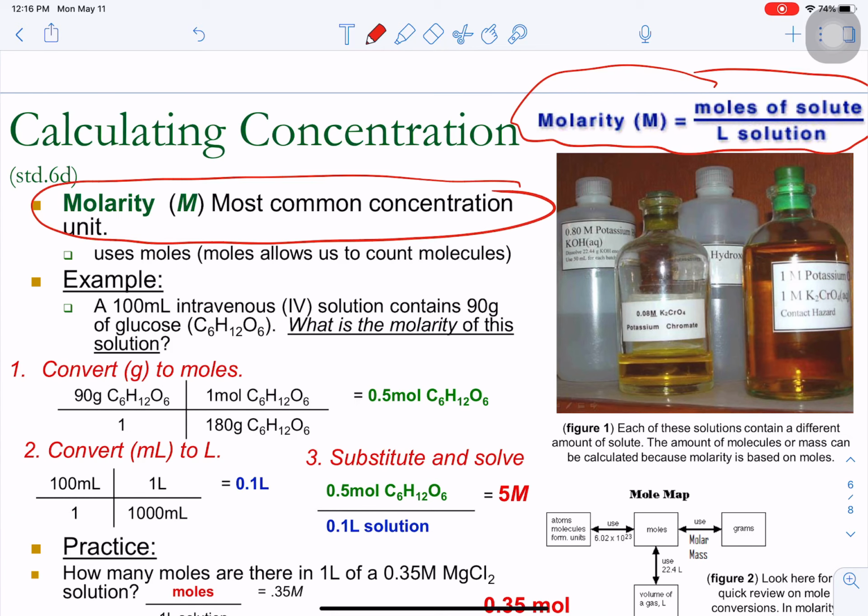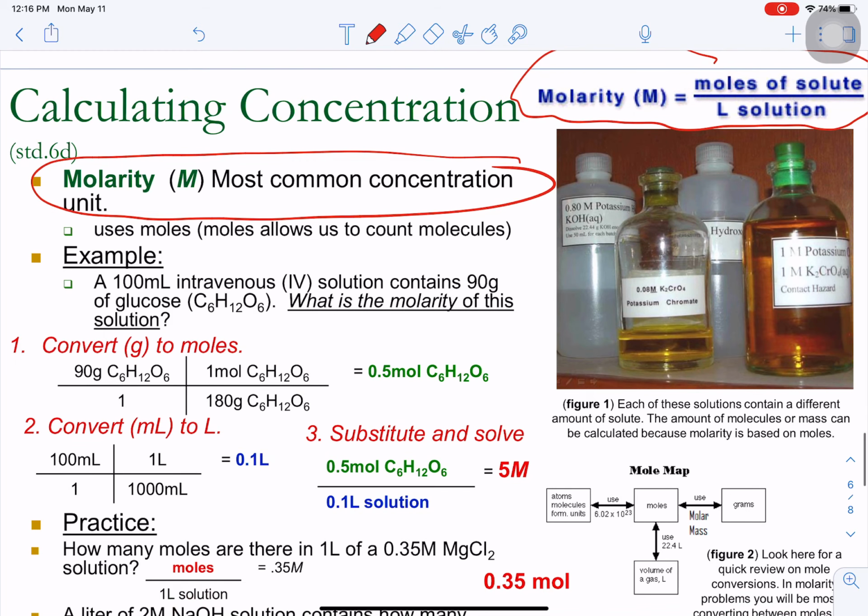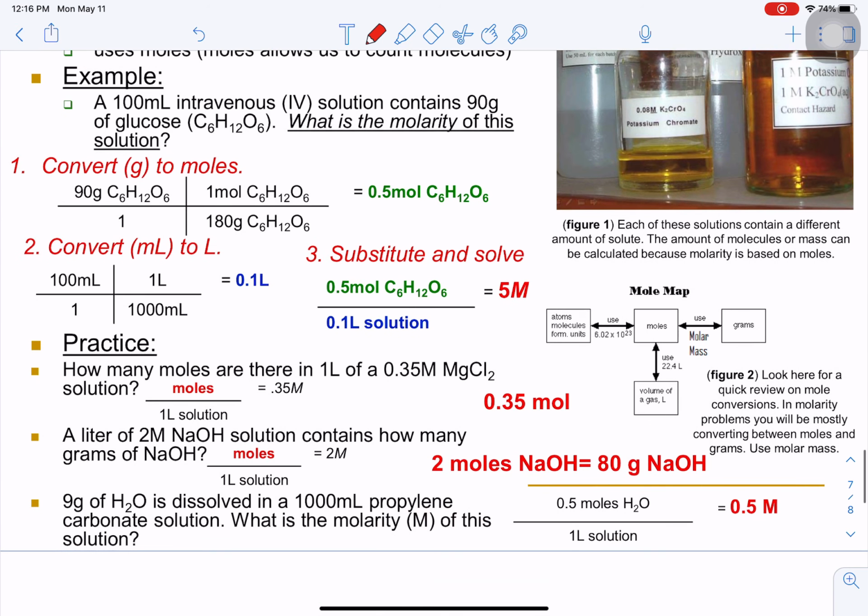Molarity is the most common. Us chemists, we like using this. We can go through a couple of these. I can go through my solutions, but they're pretty self-explanatory, I was pretty explicit here in my solution key. So the first one is a 1,000 milliliter IV solution contains 90 grams of glucose, that's C6H12O6. What is the molarity of this solution? So we need the moles of our solute, and then we need the entire solution.